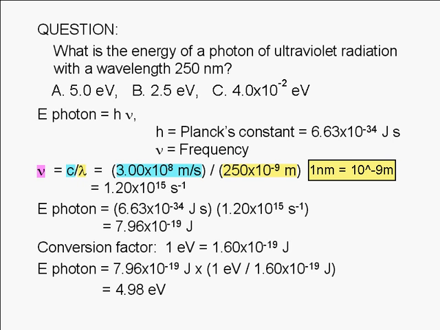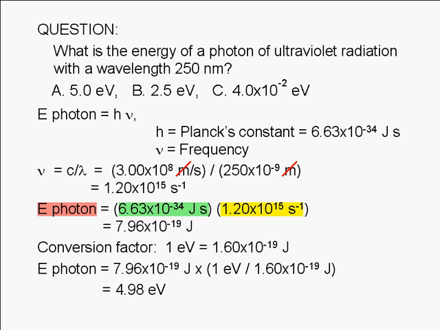When we do the calculation, meters cancel out. Punching these numbers into a calculator, we find that the frequency is 1.20 times 10 to the 15 cycles per second. We can now calculate the energy of the photon, which is equal to Planck's constant, 6.63 times 10 to the negative 34 joule second, times the frequency, which we just calculated to be 1.20 times 10 to the 15 per second. Second and per second cancel out, and we get an answer of 7.96 times 10 to the negative 19 joules.